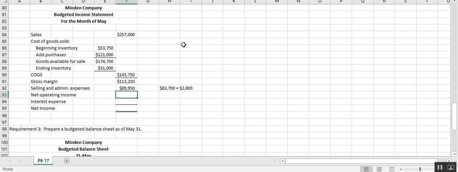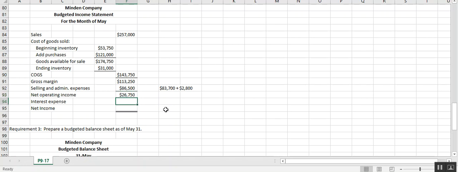So our net operating income would be our gross margin less our selling and administrative expenses gives us 20, let's see. I've got something wrong. Let's see. That should be 86,500. I can't do math today. 86,500. So our net operating income should be $26,750.